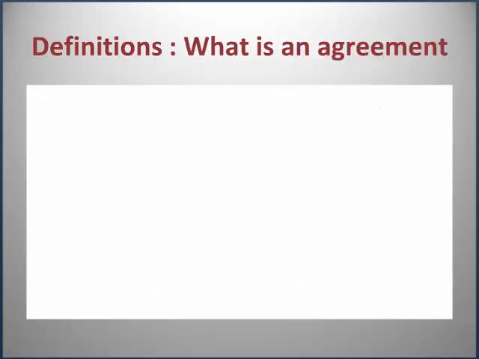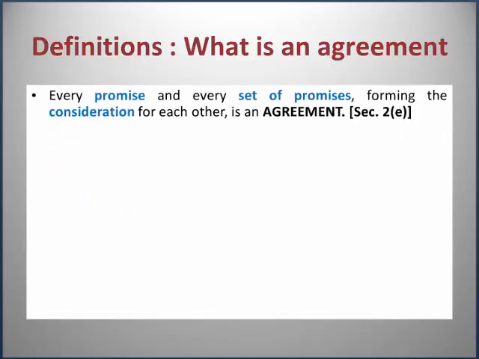If a contract is an agreement enforceable by law, how can we define an agreement? The law says, section 2 clause E, every promise and every set of promises forming consideration for each other shall be treated as an agreement. So an agreement is basically a promise or a set of promises which form consideration for each other, and they will create an agreement.